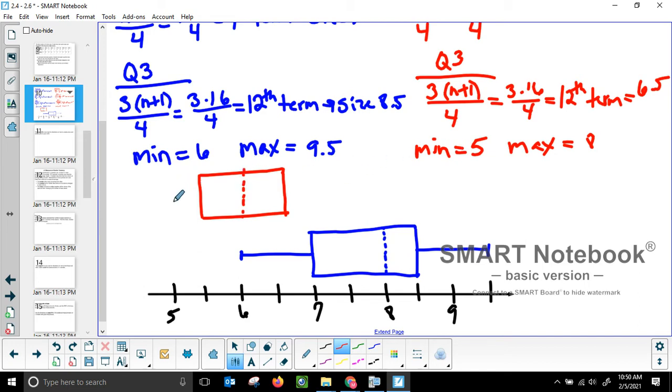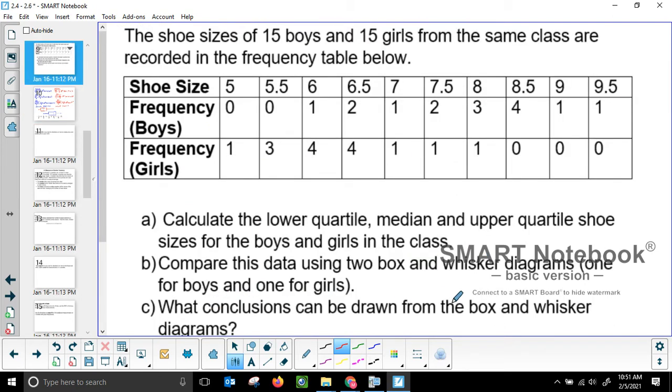Right, the minimum is 5, so over here. And the maximum is 8, so up here. All right, so there's our box and whisker plot for the girls' shoe sizes. Now going back, it said what conclusions can be drawn from the box and whisker diagrams.